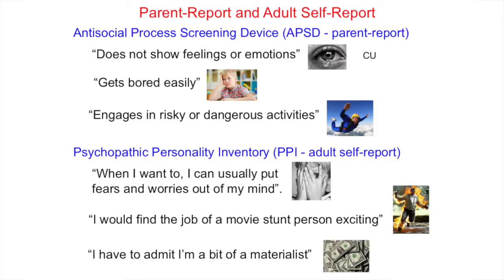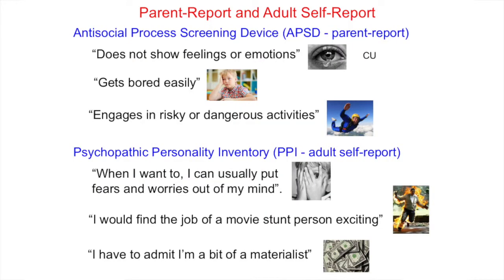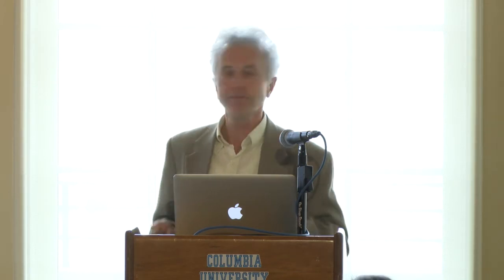Another approach to psychopathy is by getting adults to report on their own personality. So these are self-report questionnaires of psychopathy. One well-known one is the Psychopathic Personality Inventory. Scott Lilienfeld developed this. So example items, to give you a feel for this: when I want to, I can usually put fears and worries out of my mind. I would find the job of a movie stunt person exciting, as long as there's a bucket of water around to put out the flames. I have to admit I'm a bit of a materialist. So for a psychopath, money doesn't talk, money swears. It yells out loudly.